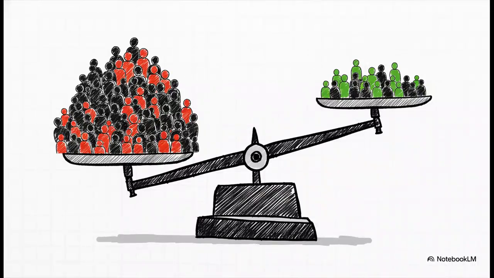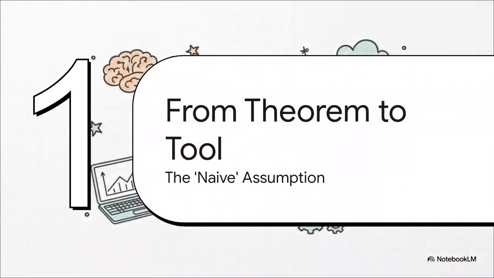Even a small error rate, like 10%, applied to that huge healthy group creates a big pile of false positives. In fact, that pile of false alarms ends up being bigger than the pile of actual correct positives from the sick group.